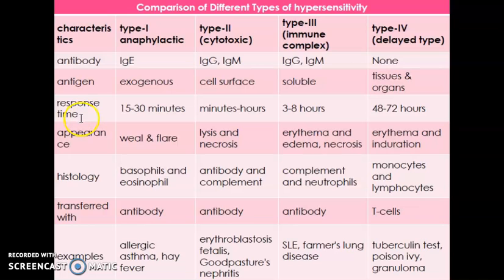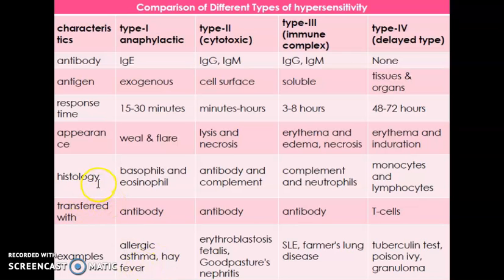And the response time in the case of type 1 hypersensitivity is 15 to 30 minutes, in type 2 it takes from minutes to hours, in type 3 around 3 to 8 hours, and in type 4 it's 48 to 72 hours. And appearance, in type 1 the wheal and flare appearance is usually observed, in type 2 there is lysis and necrosis, in type 3 there is erythema, edema and necrosis, and in type 4 there is erythema and induration.